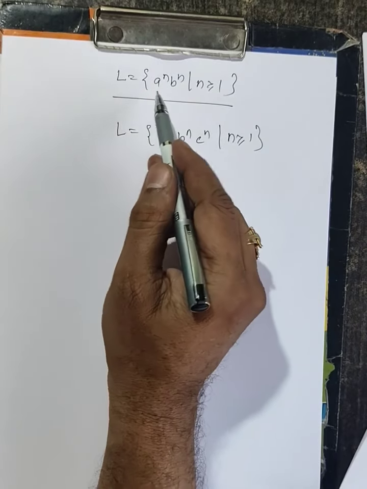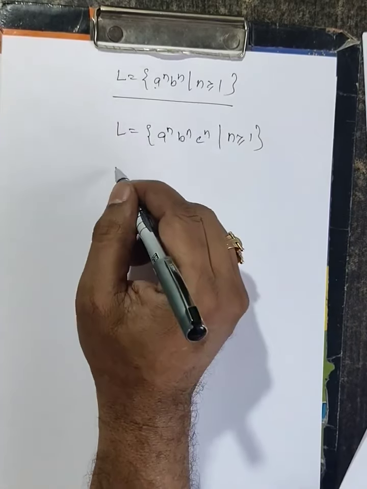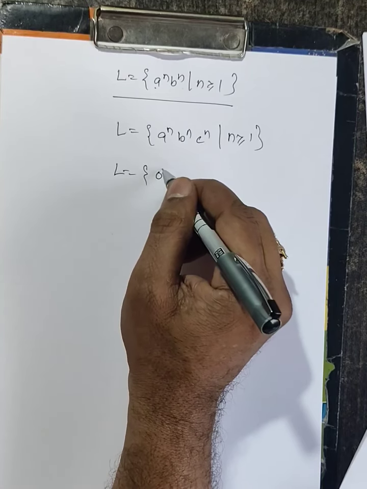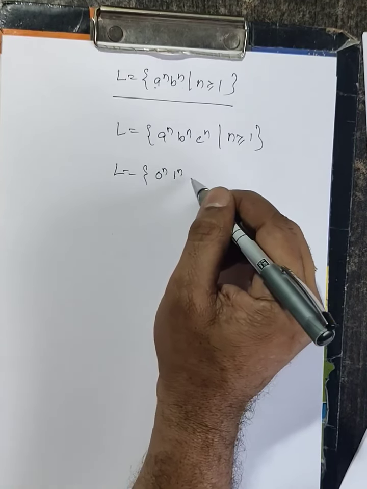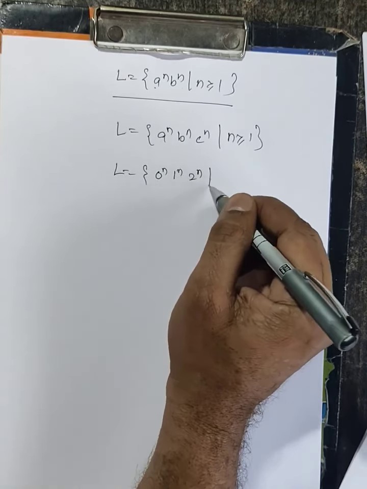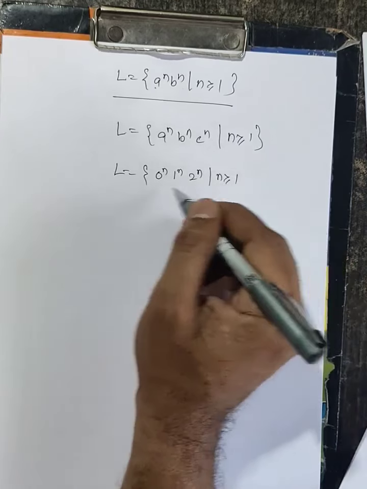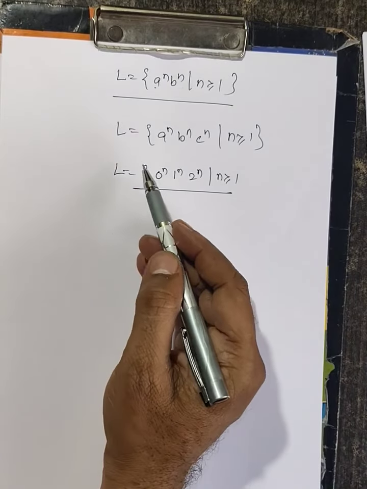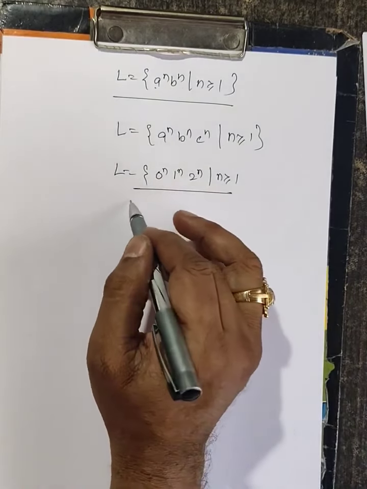N is greater than or equal to 1. These two you can watch from the YouTube channel. In your exam, you will get A, B or L equal to 0 to the power n, 1 to the power n and 2 to the power n, n is greater than or equal to 1. Maybe you will get like this. Using these two examples, you can watch from my YouTube channel.